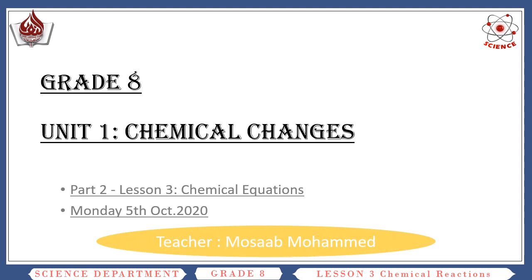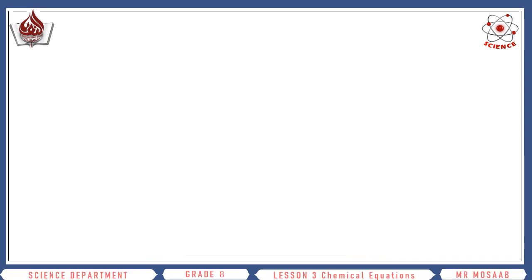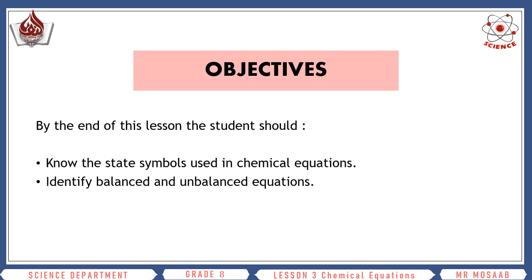Part 2, Lesson 3 in Chemical Equation. Part 2 is about our objective today: to know the state symbols used in chemical equations and also how to identify balanced and unbalanced equations. This is the main point today.